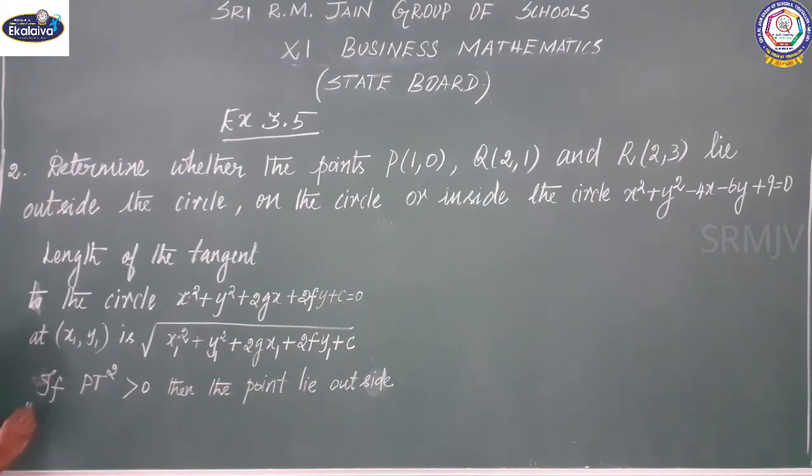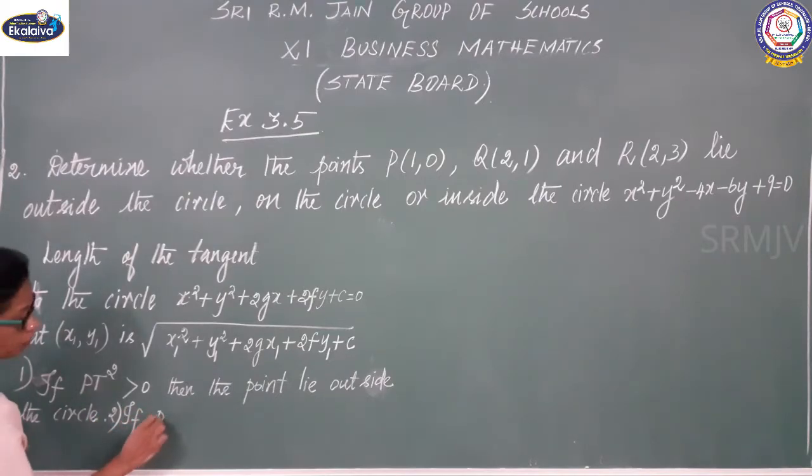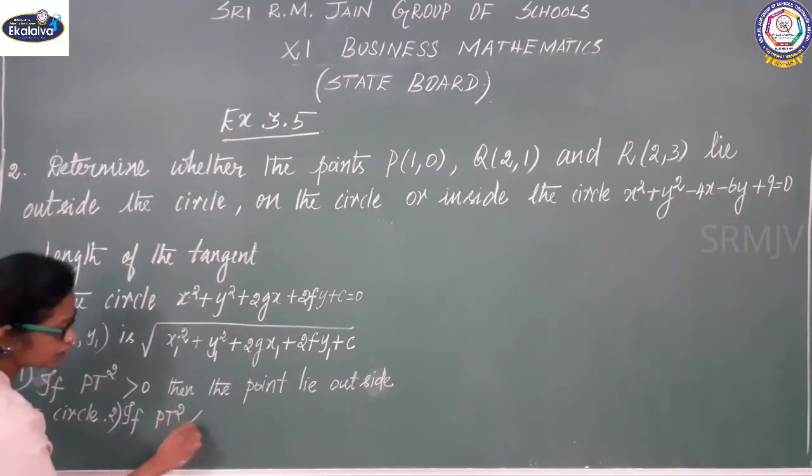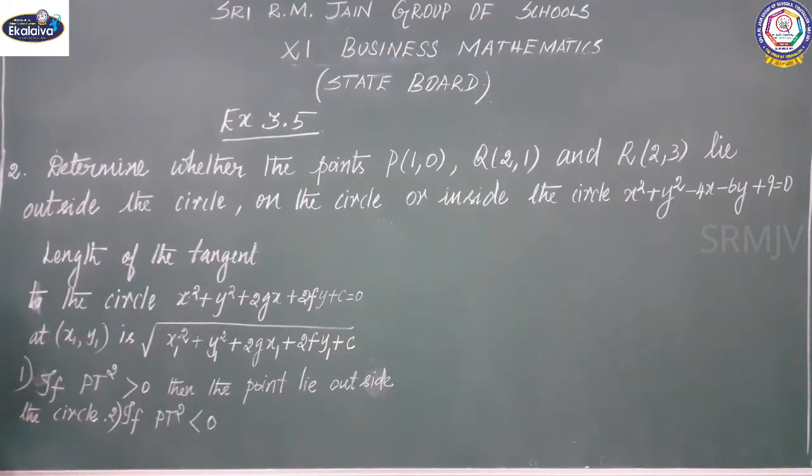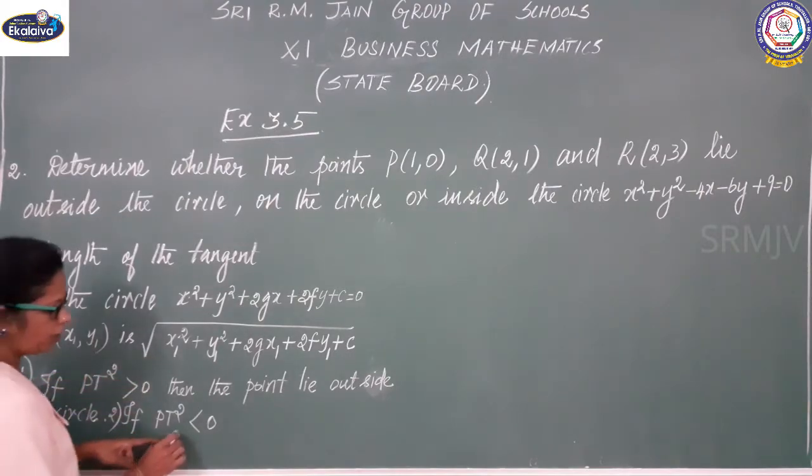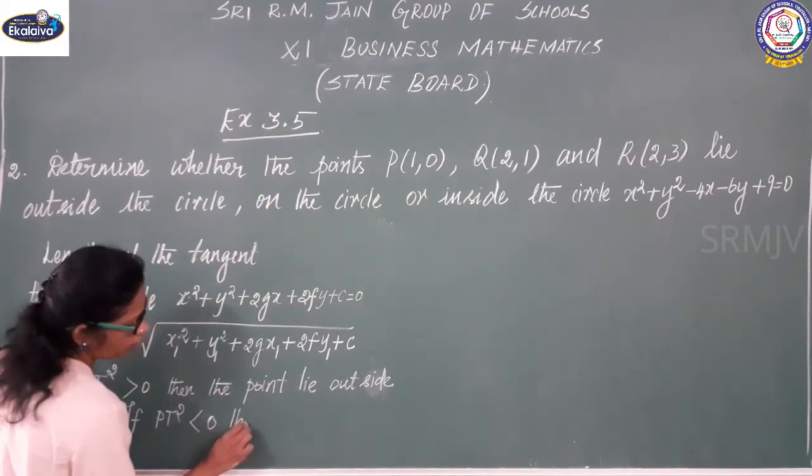Lie outside the circle. If condition 1, this is condition 2: if PT square is less than 0. Length of the tangent can be represented by PT. That's it, right? PT square less than 0.